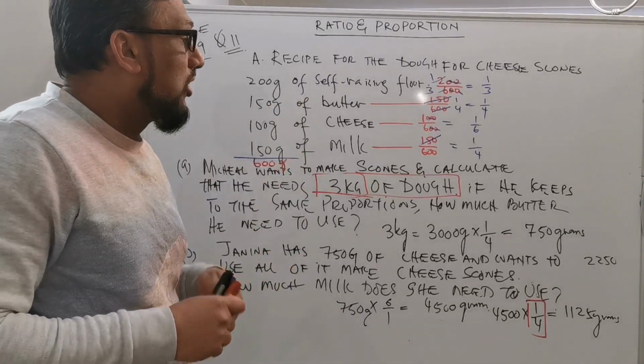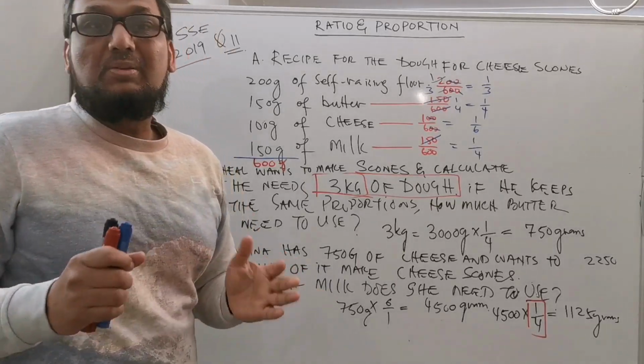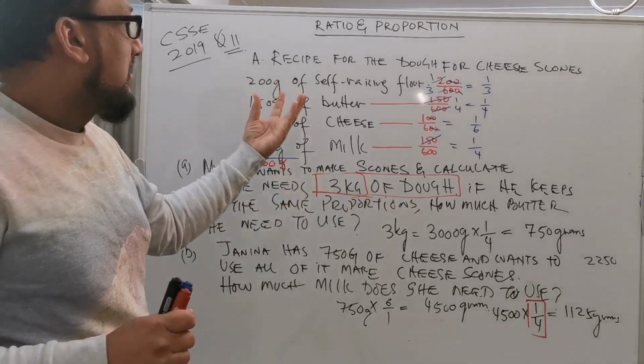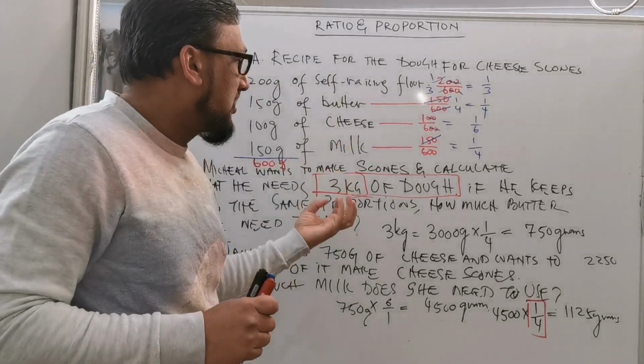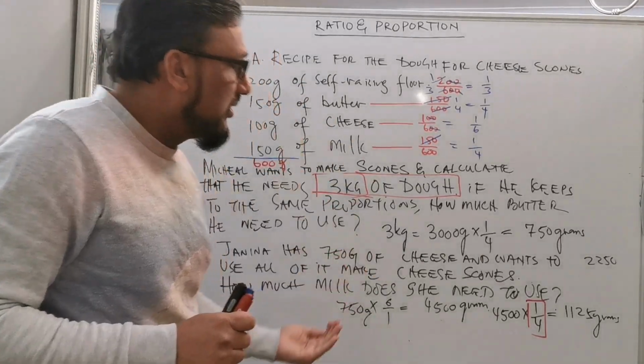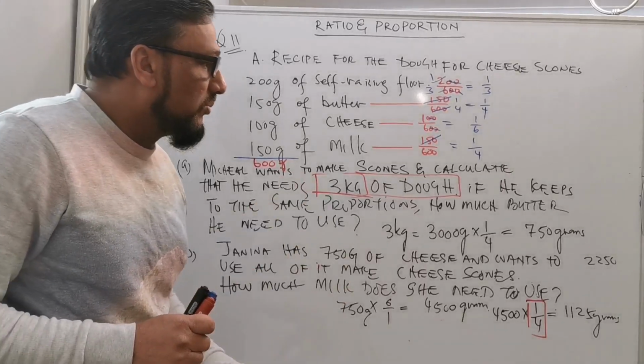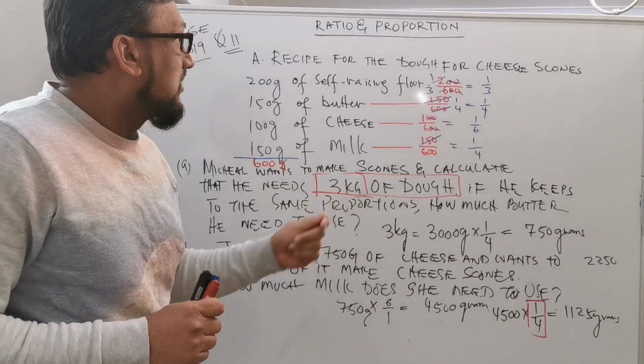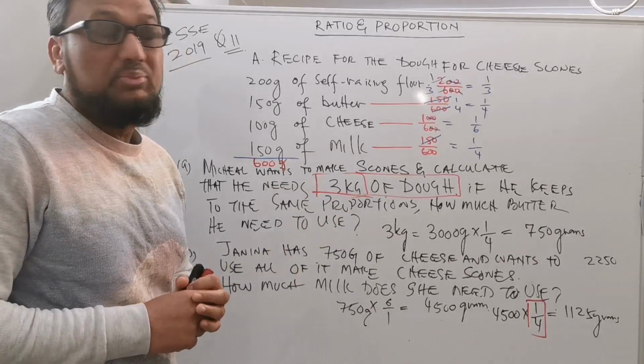So in ratio or proportions, you need to simply add the ratios, make the proportions for each element, and then you need to find out the number as per requested. So this is the video about the ratio and proportion.